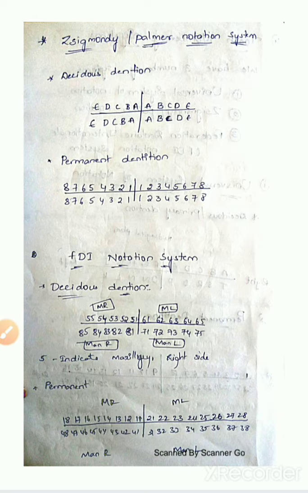Even if the patient doesn't say the number, when we discuss among ourselves as dentists, we don't say maxillary, right, left, like that. We'll just say 36, 46, 35, 45, that's it. So you should remember the number of each and every tooth.